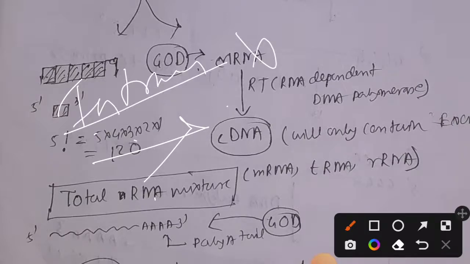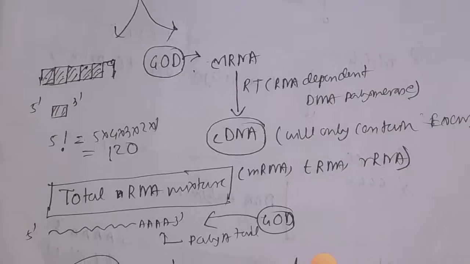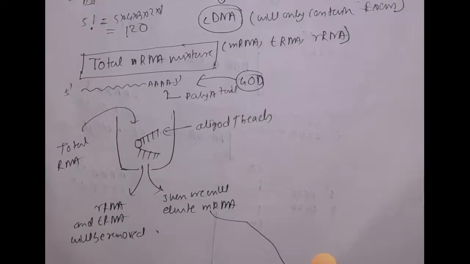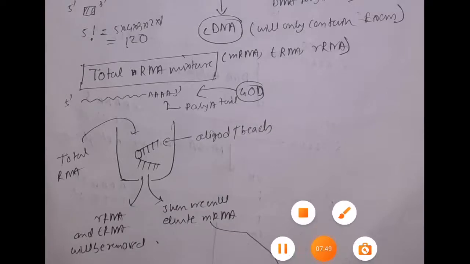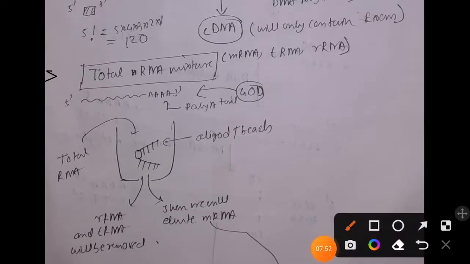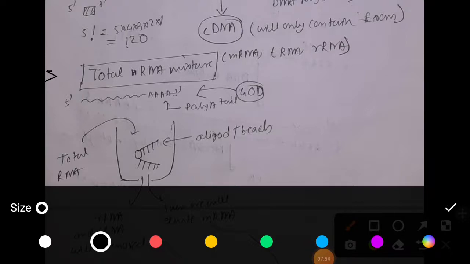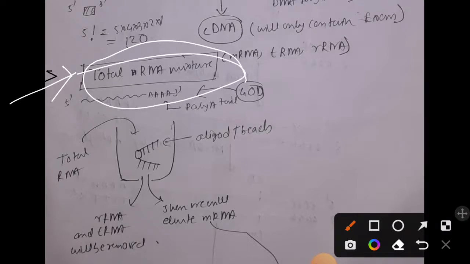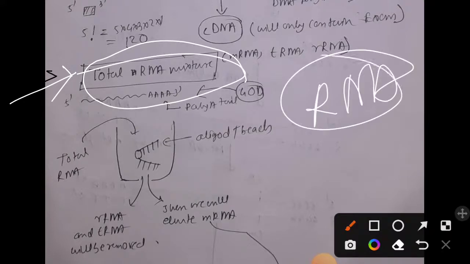Okay, so in this video we are going to discuss how a cDNA can be constructed. The first hurdle is we have to first isolate the RNA mixture from the entire cell. So we have isolated RNA.